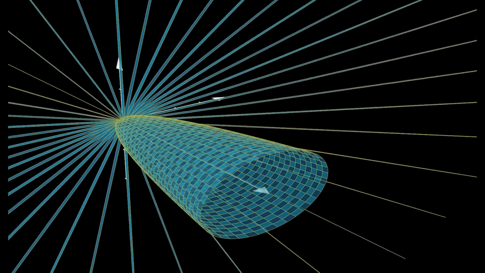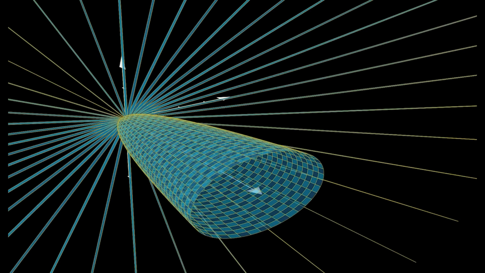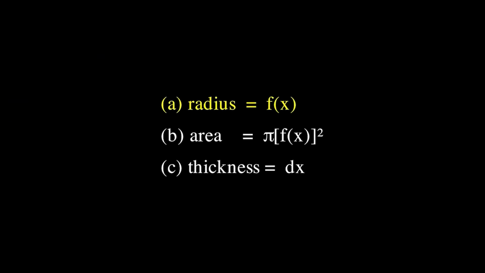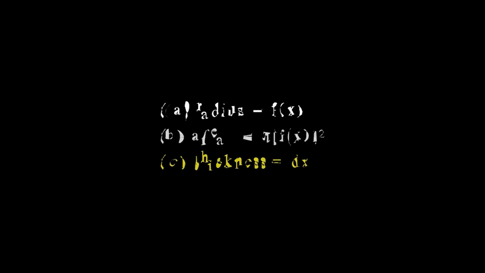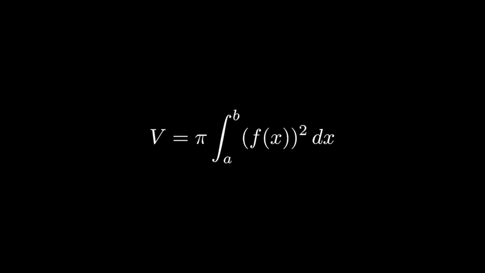And as a result, for rotation around the x-axis, our radius becomes f of x. Our area becomes pi times f of x squared. Why is that? Because of pi r squared. Our thickness becomes dx. Our volume becomes pi times the integral between the bounds of f of x squared dx. And as a result, we're able to find the volume here.